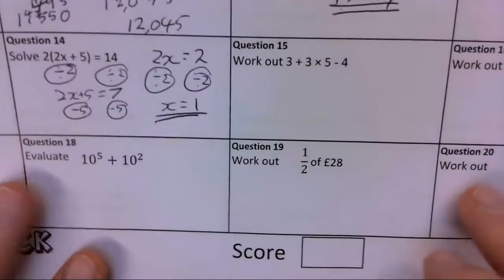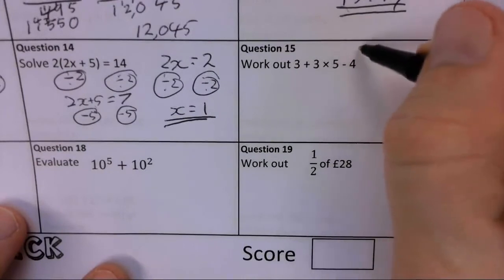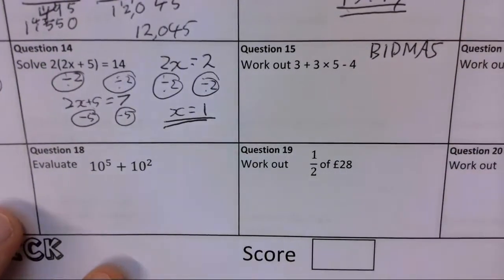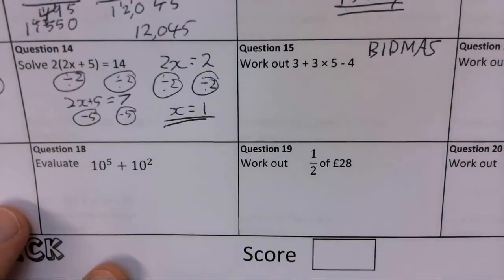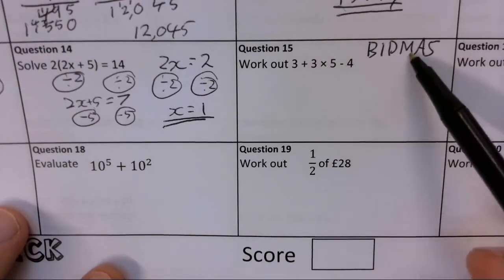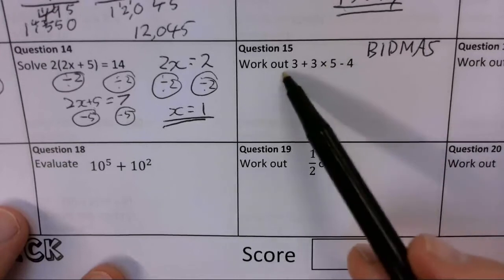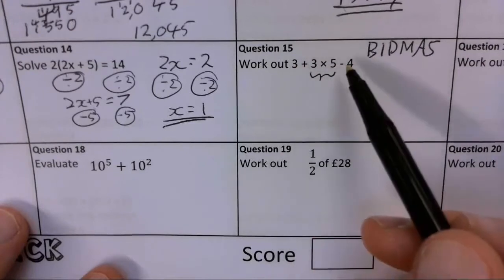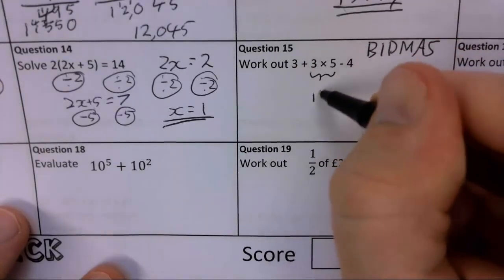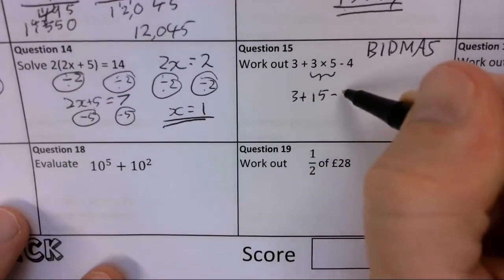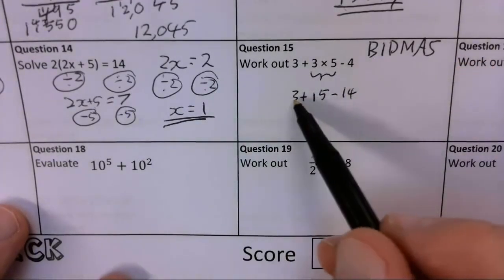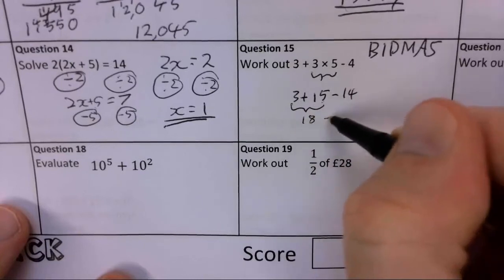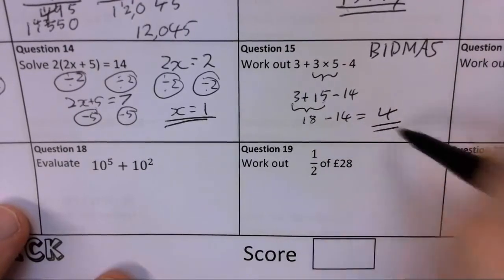Okay, question 15. We've got to use your BIDMAS rules, which I'm sure you worked at in primary school. BIDMAS or BODMAS. So that's brackets, indices, division and multiplication, addition and subtraction. So I'm looking here, and there's this bit here, which is a multiplication. It's going to come before the addition and the subtraction parts. So 3 times 5 is going to give me 15. So what I've got is 3 plus 15, take away 4. So I've got 3 plus 15 is 18. And then if I do 18, take away 14, answer is 4.